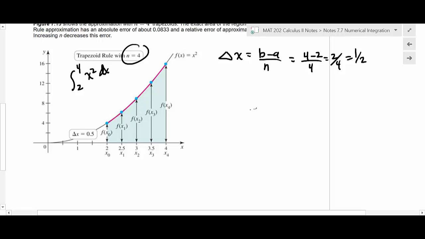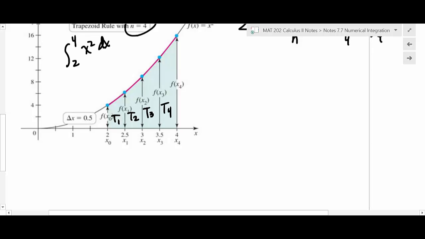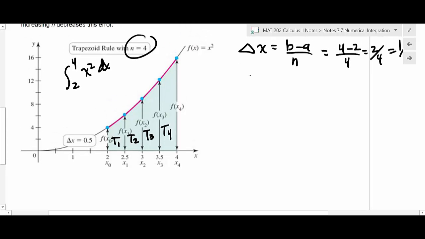Okay, like this. I'm going to write this down as T1, T2, T3, T4. We're going to have 4 trapezoids on this. Now here's what happens. Let's write down what the area of the first trapezoid is. The formula for a trapezoid is 1/2 the height times the sum of the bases. I'm just going to write that down one time, then I'm going to do this individually.